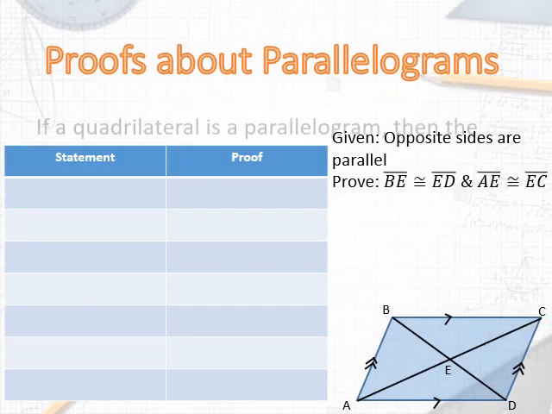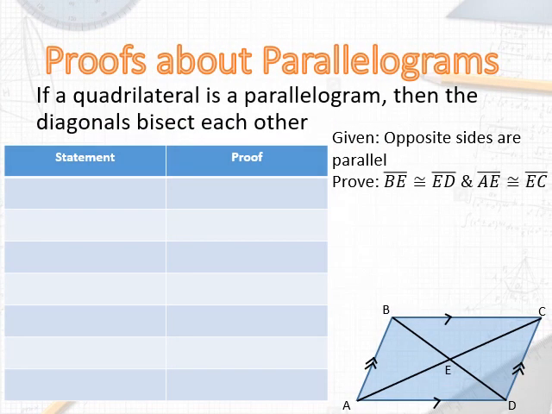All right, last one. If a quadrilateral is a parallelogram, then the diagonals bisect each other. So can we prove that property about parallelograms now? So we're told opposite sides are parallel. Can we prove that they bisect each other?